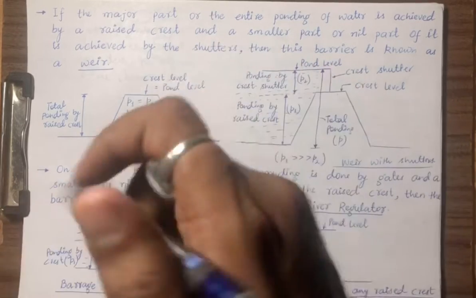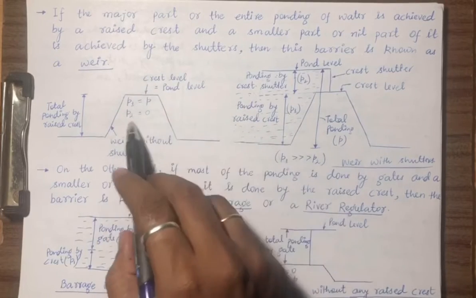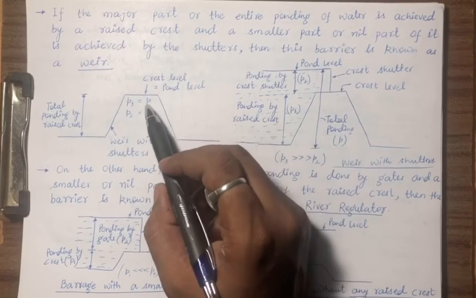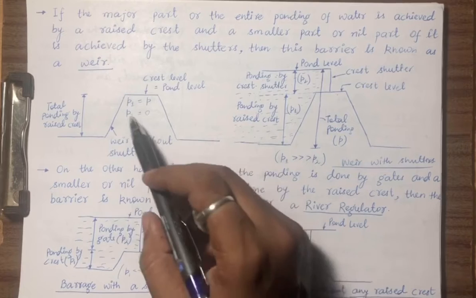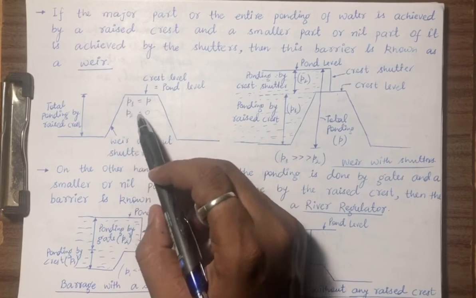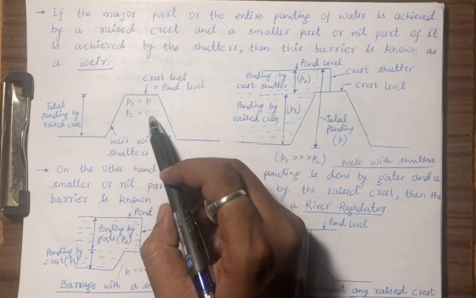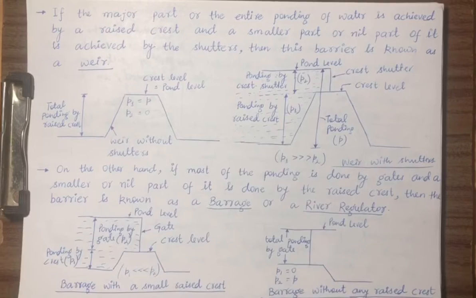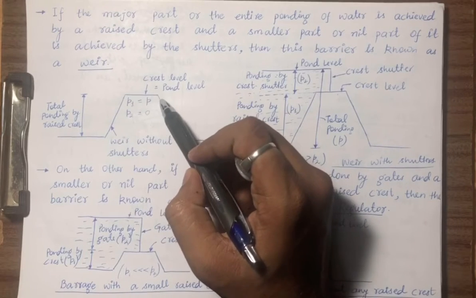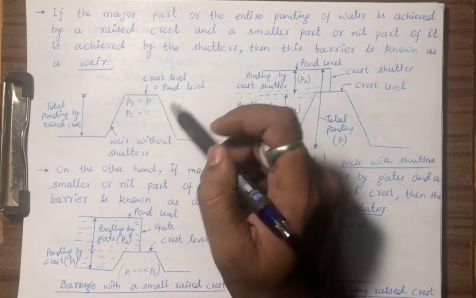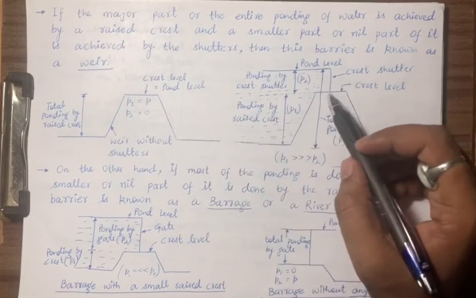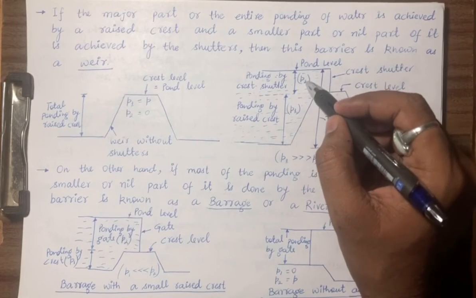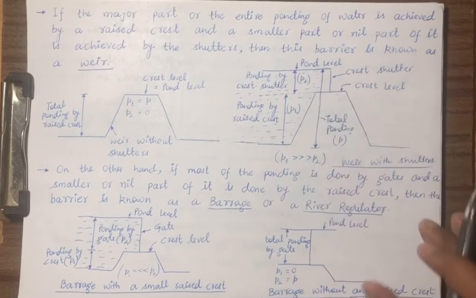So the water coming from this side, due to this obstruction, ponding will happen. Here the ponding, let us say P1 and P2. P1 is due to the crest, P2 is due to the shutter. Here no gates or shutters are there, so P1 is equal to the total ponding raised by the crest. So this is a weir, or with respect to P1, P2 should be very small, then only it will be termed a weir.